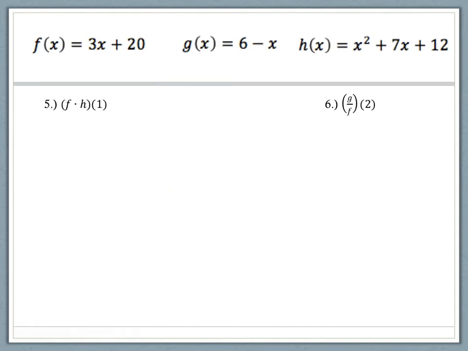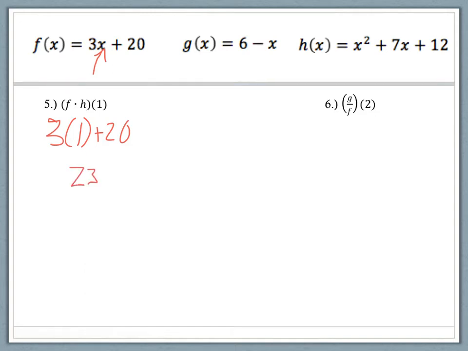So now if you notice that I have a number in there instead of an x, so I have f times h of 1. That means that we're going to plug in 1 for our x value. So anytime we have a number there, that just tells you what you're going to plug in for x. So that means we're going to have 3 times 1 plus 20 for our f. So that's just 3 plus 20, which is 23.